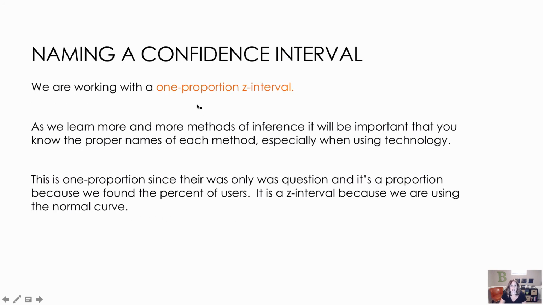Now for this lesson, we're working with a 1 proportion Z interval. As we move through the rest of these modules, there's going to be a lot of different names that I'm throwing at you. So 1 proportion, of course, means that I'm dealing with a proportion rather than an average. And Z interval, I'm using Z because this is going to be a normal model, and therefore I'm going to be using Z scores and the normal CDF, or using StatCrunch with normal.